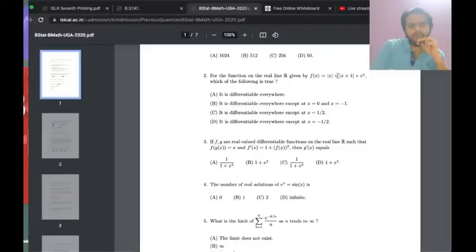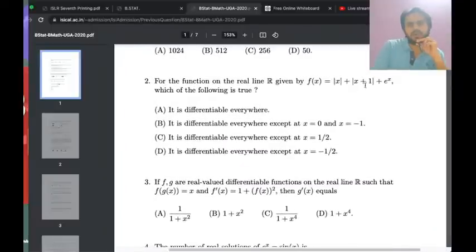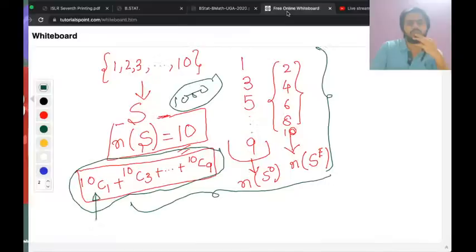So if I look at it, there's a mod function over here, right? Let me just magnify the question paper. The moment you see a mod, you should think about where the function is changing. This is changing at 0 and this is changing at 1, and e^x is a pretty standard smooth function. So let's write the definition of the function properly in the different domains. Let me do that on the whiteboard.